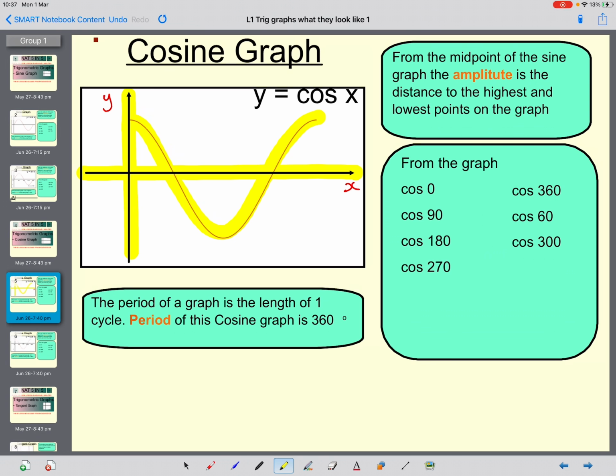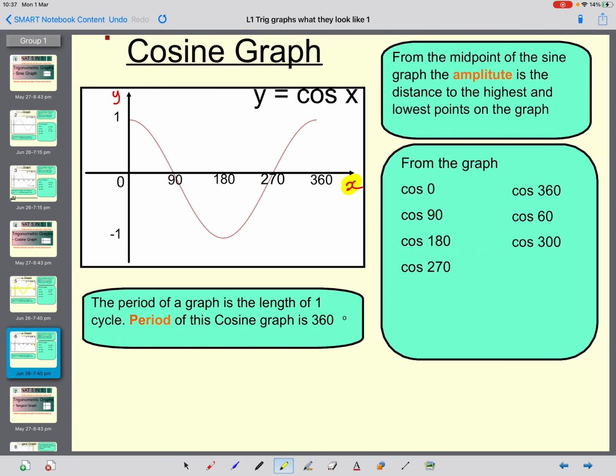I'm just going to put some more values in. So that's the x and that's the y. These numbers along here are what I want you to know off by heart, where the cos graph cuts the x-axis and where it meets the y-axis.